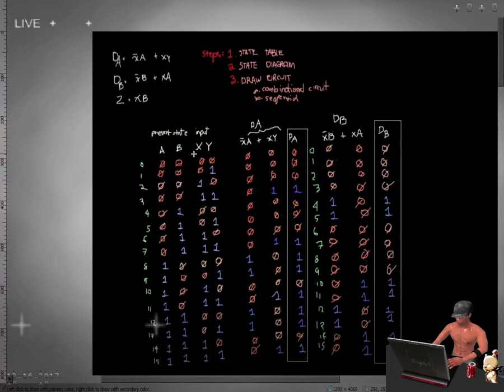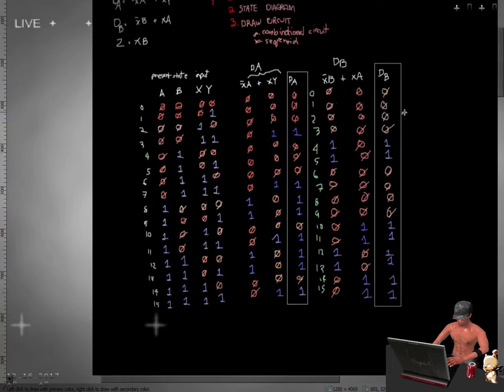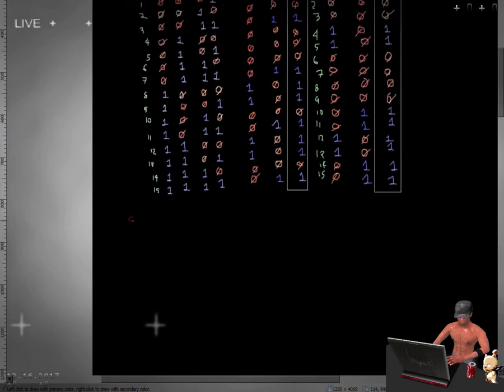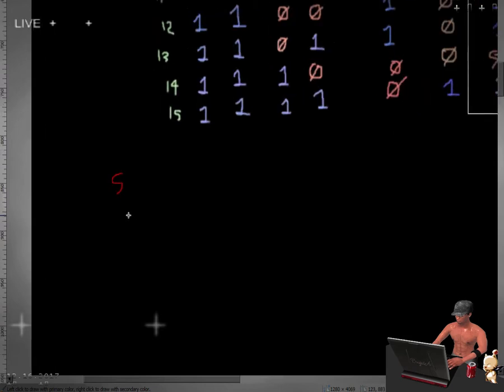So what is the state, guys? What is the state? We know that this is the present state. So we're doing a state diagram. We're doing the state diagram now. That is the next step to the process. Right?